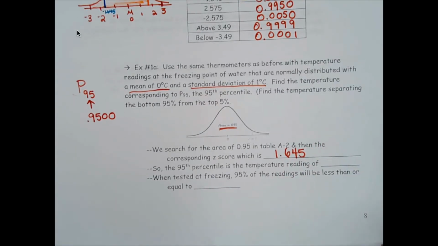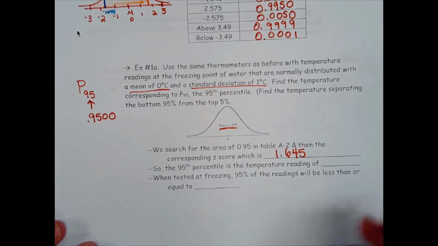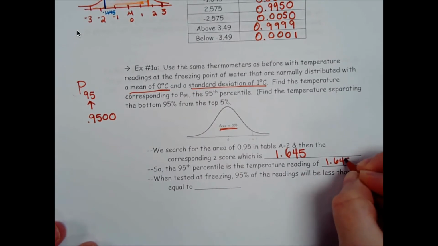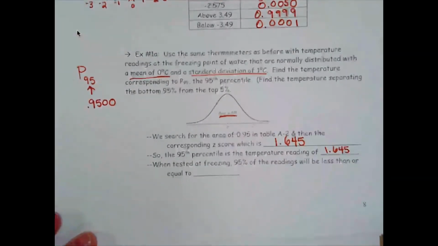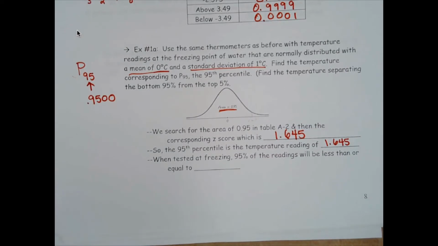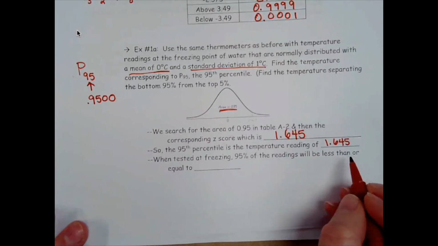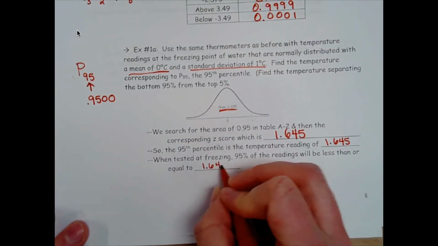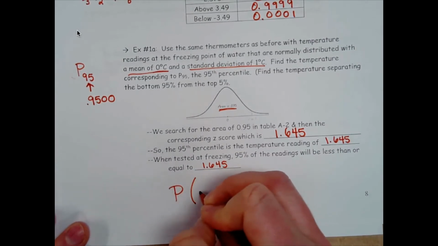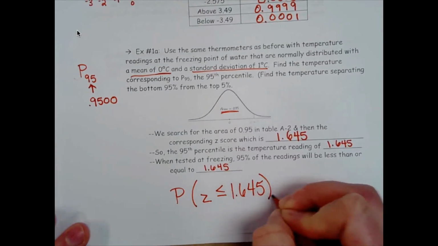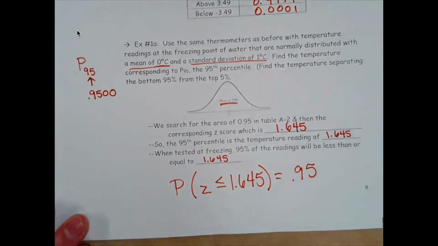So it's 1.645 units above the mean. So the 95th percentile is a temperature reading of 1.645. When tested at freezing, 95% of the readings will be less than or equal to 1.645. So P of Z less than or equal to 1.645 equals 0.95. That's how it'd be written.